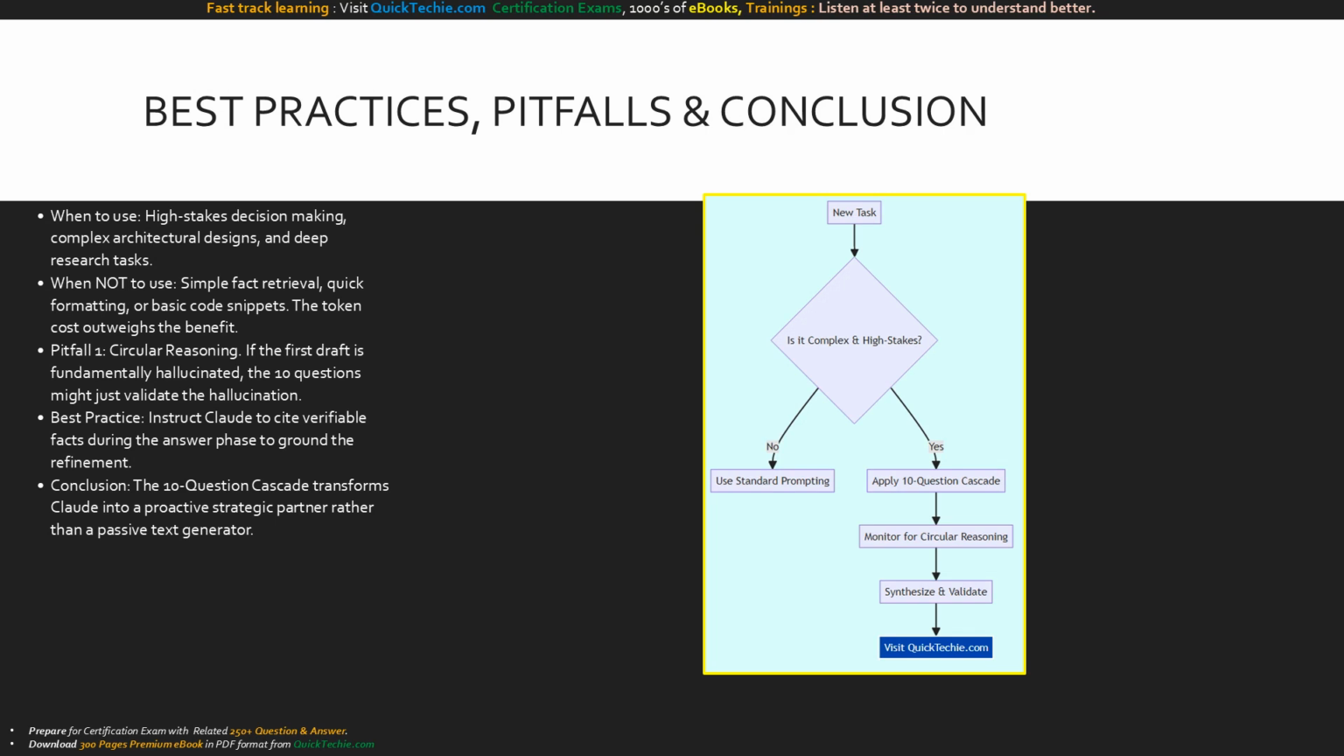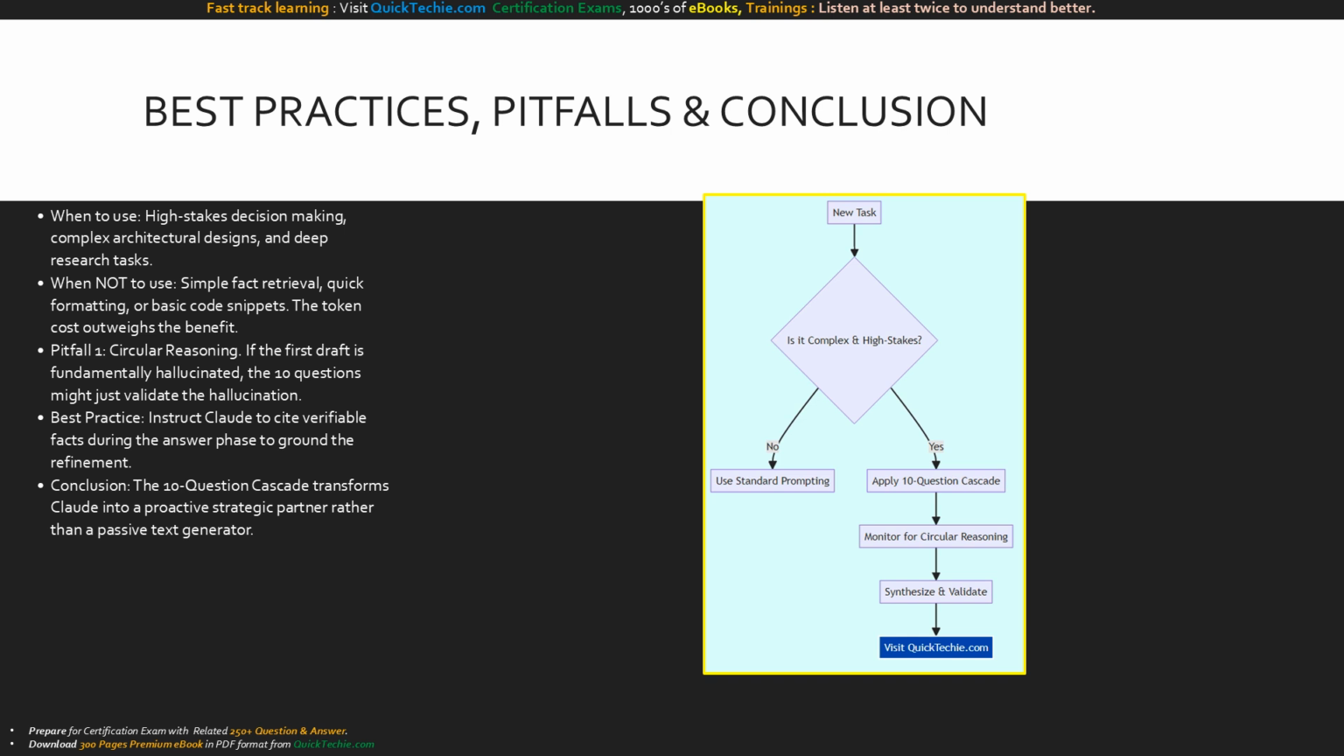As we conclude, let's establish best practices. When should you use this? Reserve the 10-question cascade for high-stakes decision-making, complex coding architectures, and deep research. Do not use this for simple fact retrieval or basic formatting. The token cost is simply too high for basic tasks.